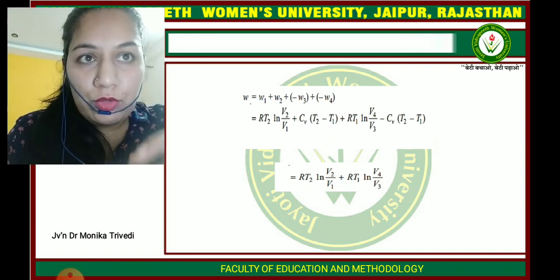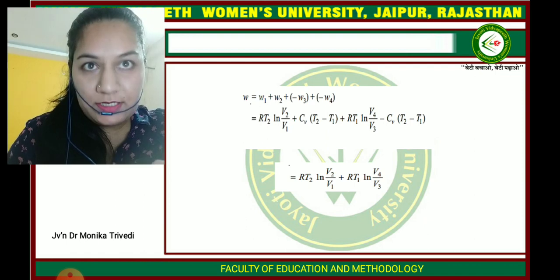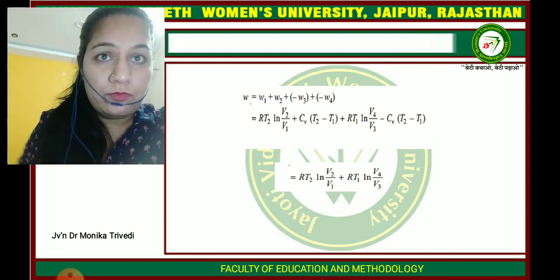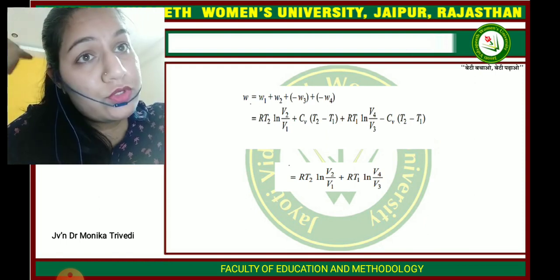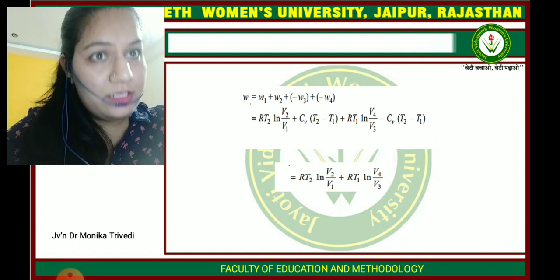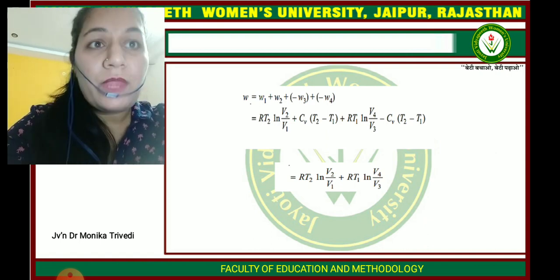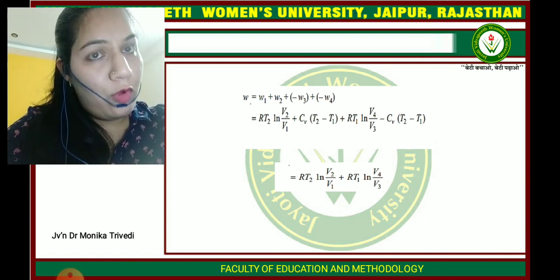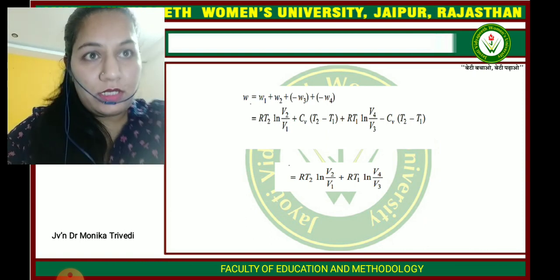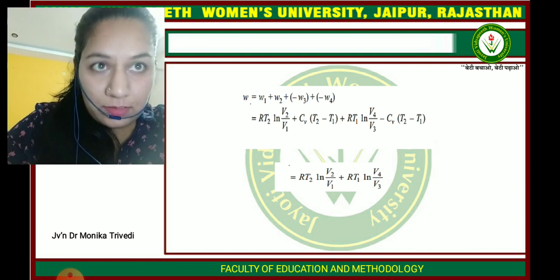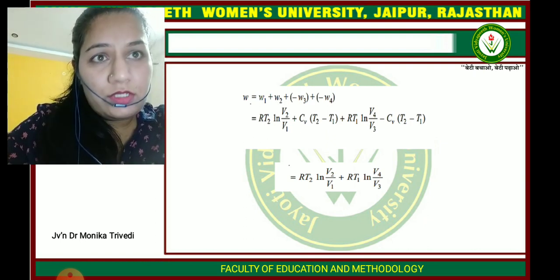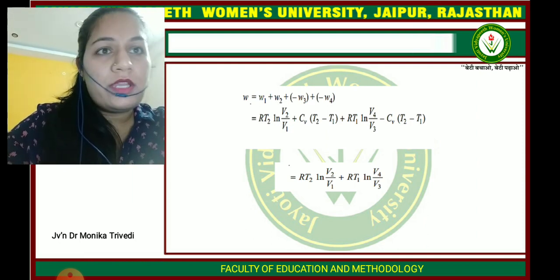W is equal to W1 plus W2 plus, because W3 is in the form of minus, we put minus W3, plus W4, which is also in the form of minus. In both minus processes, the minus sign means work done on the system. So finally, we have to put in the values of W1, W2, W3 and W4.